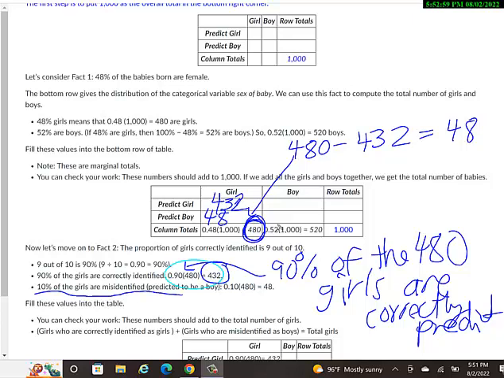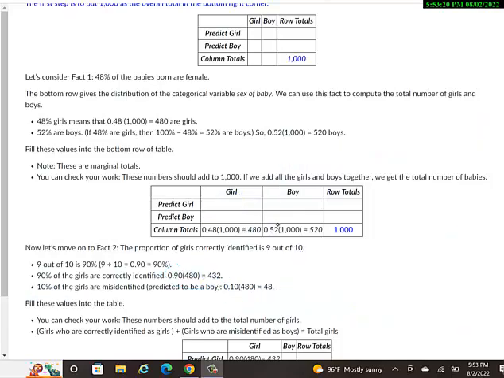Okay, so let's see then. You could have done it that way. What's 10%? Because if 90% are correctly identified, what's 100 minus 90? 10% of the girls must not be identified correctly. And then you just find 10% of the total girls. 10% of 480 is 48. Either way, you should get the right answer. So we'll fill those values in the table for sure down here.